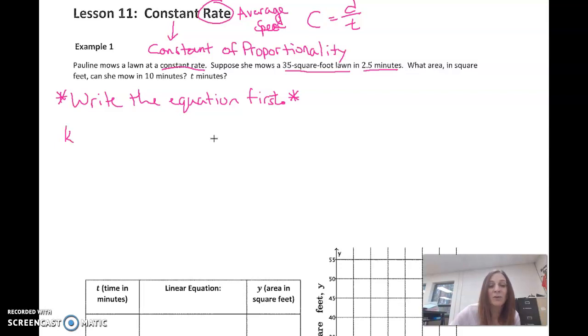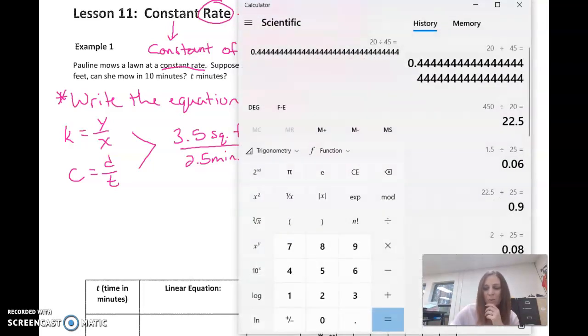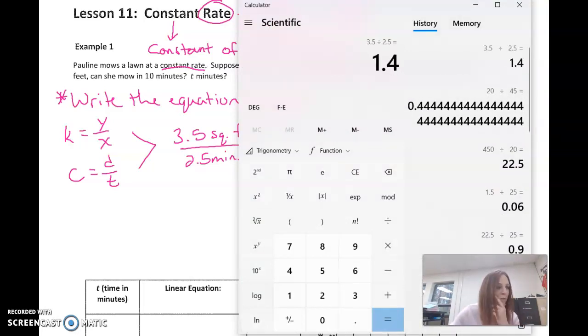Remember, in 7th grade, we found a constant of proportionality. We took our dependent variable y and divided it by our independent variable x. Now we're thinking of it as distance divided by time. Either way we look at this, we have 3.5 square feet over 2.5 minutes. Maybe we can't figure out what the distance is, but we can figure out the time, so the other one has to be distance. If I divide 3.5 by 2.5, it works out to be 1.4.